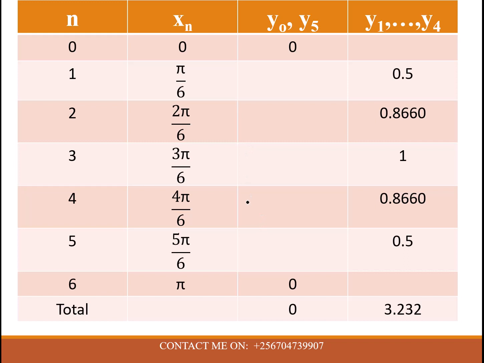If you're using your calculator, when you're putting in pi, remember to put your calculator in radians. Then when you put pi out of 6, sine of pi out of 6, you'll get that. When you put this, you get that. You put that, you get 1. Put that, you get that. Then you sum all of them. For the extreme values, you'll get 0. Then for the middle values, you'll get that.